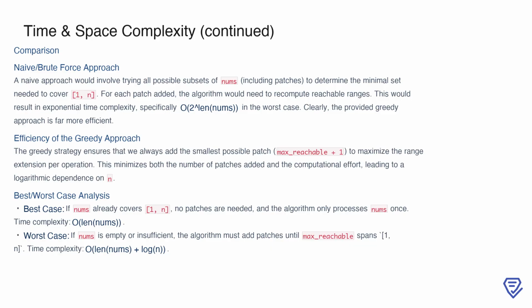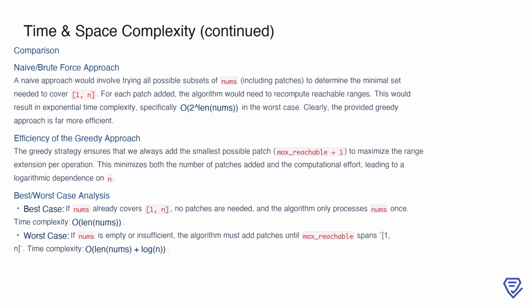In contrast, the greedy approach ensures that we add the smallest possible patch, max_reachable plus 1, at each step, which maximizes the range extended per operation. This makes the algorithm computationally efficient, reducing the time complexity to O(len(nums) + log n).